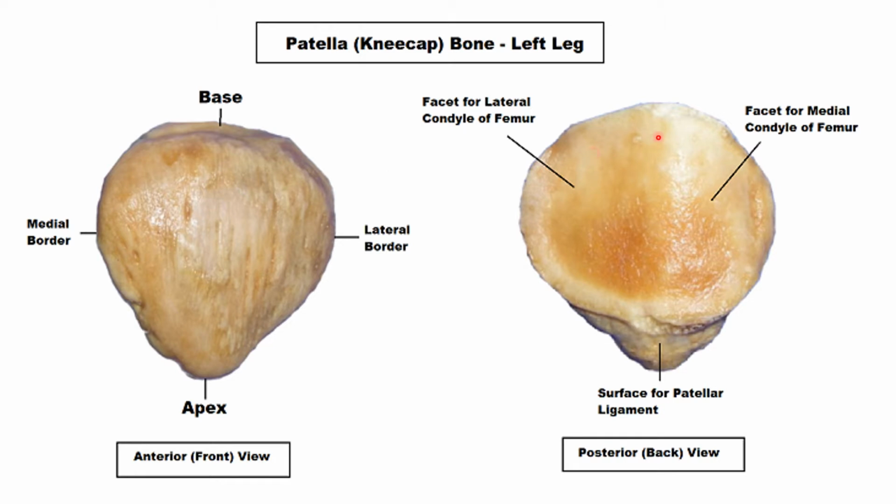The upper part of the posterior surface is articular. So this part articulates with the patellar surface and the anterior surface of the condyles of the femur.